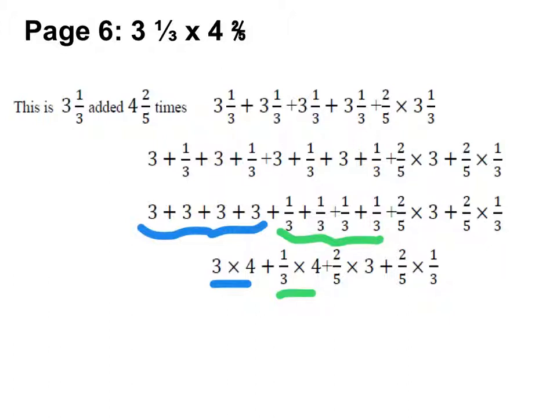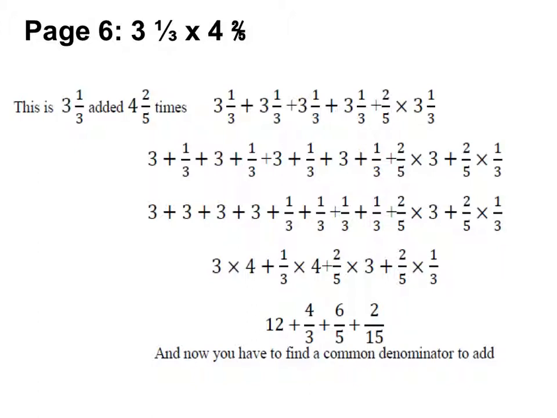And then I can do these little multiplications. So 3 times 4 is 12. 1/3 times 4 is 4/3. 2/5 times 3, so that's 2/5 3 times, so that's 6/5. And then 2/5 times 1/3. This last part, for me, I like to draw it out.